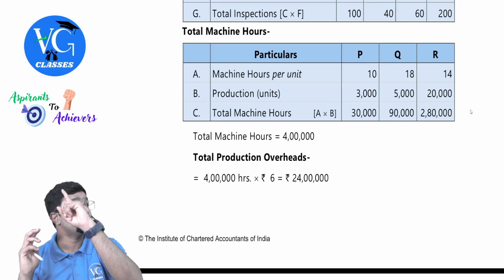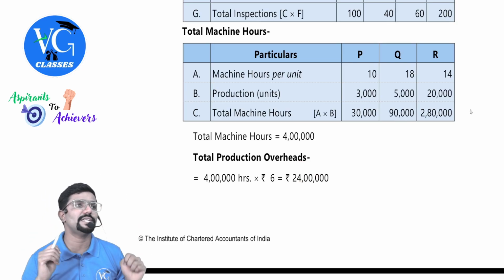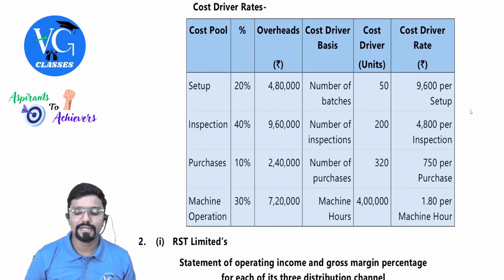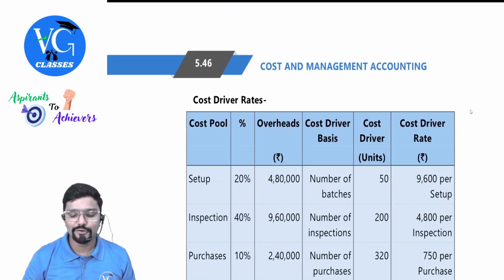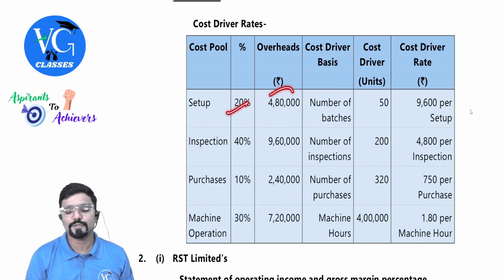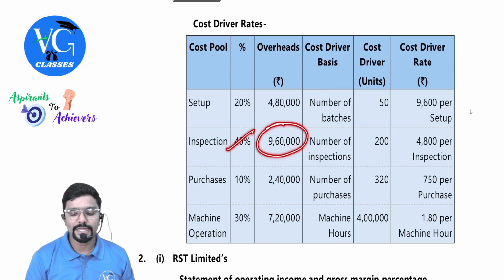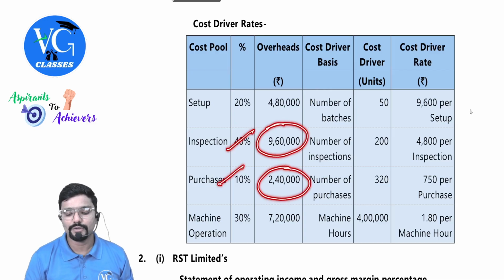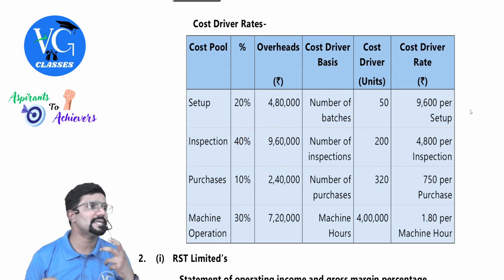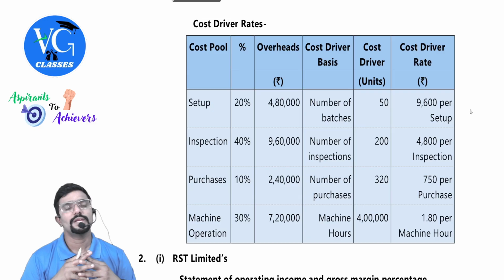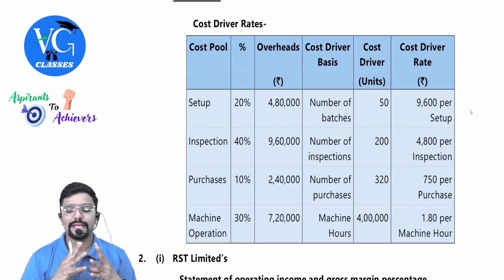For each activity they have given a percentage, so divide it in that ratio. So 24 lakh into 20% comes to 480. 24 lakh into 40%, 960. Into 10%, 240. Into 30%, 720. Activity cost. So what are the cost driver bases?